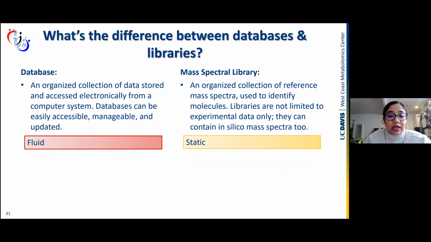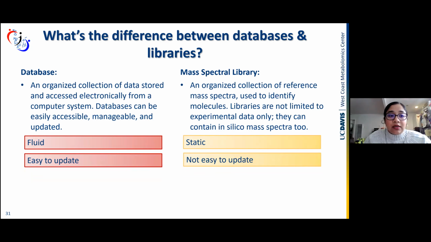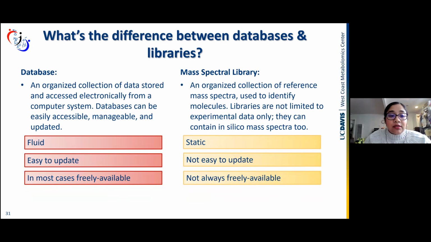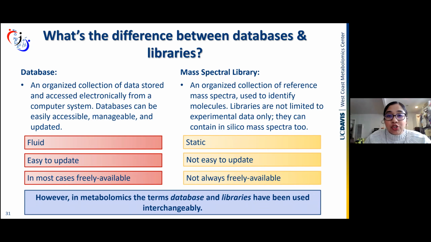They don't change as much. Again, databases are easy to update. Mass spectral libraries are not so easy to update. And in most cases, databases are freely available, where this is not always the case for libraries. However, in metabolomics, the terms database and library have been used interchangeably in the community.